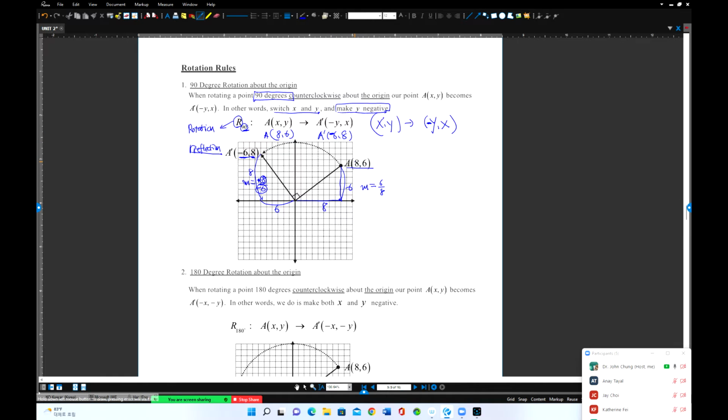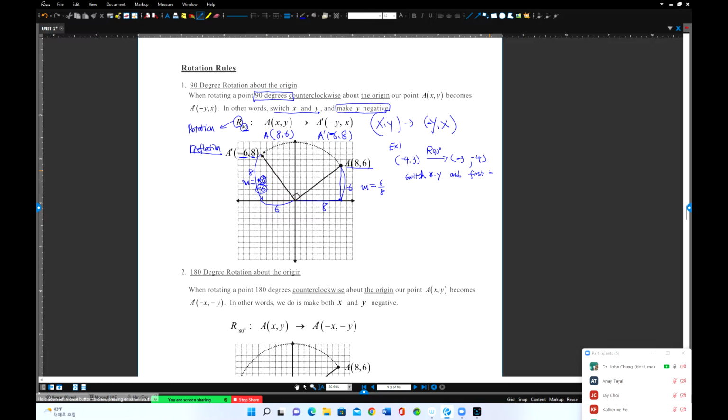So we're going to have some more practice. I have the point (-4, 3). Rotate 90 degrees counterclockwise. What is the coordinate? Switch X and Y, and the first one is negative. Always switch X and Y, and make the first number negative. That's the rule.